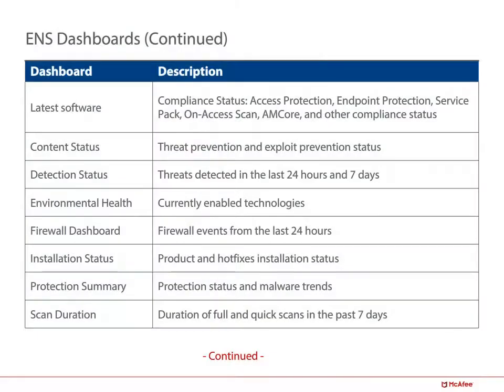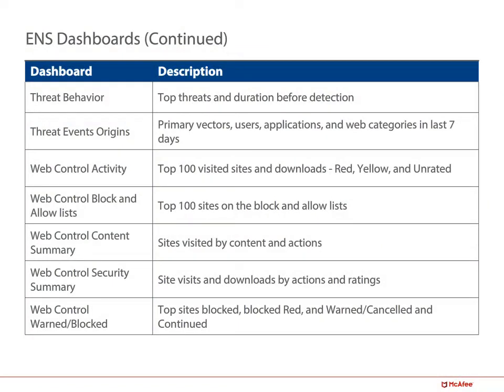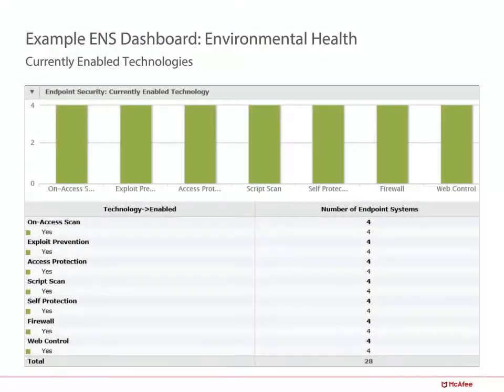In this screen, you'll see a list of the default ENS dashboards that exist with the ENS extension once it's installed. In this screen, we have a continuation of all the listed ENS dashboards that are added by default to your EPO server. In this slide, we show you an example of the ENS dashboard where the name has to do with the environmental health. It shows you the currently enabled technologies, having to do with the policies and the modules that are installed on your systems.